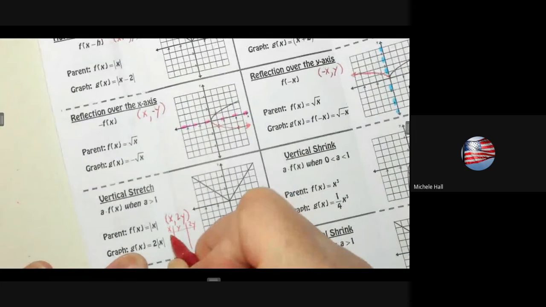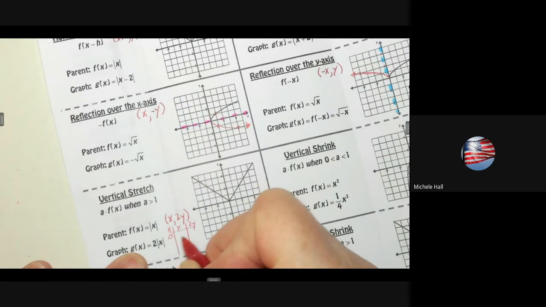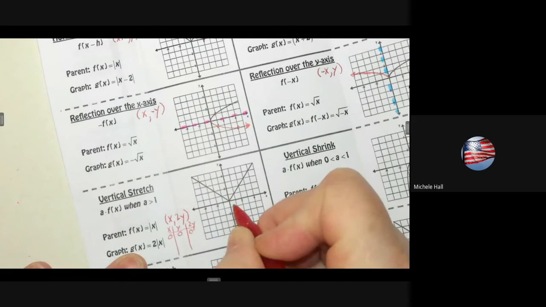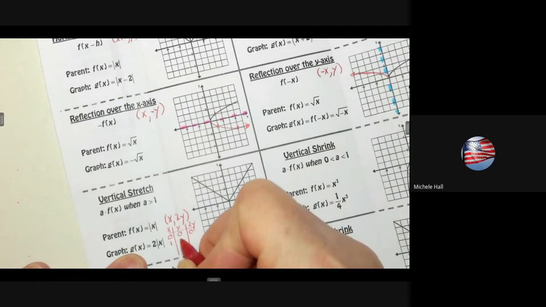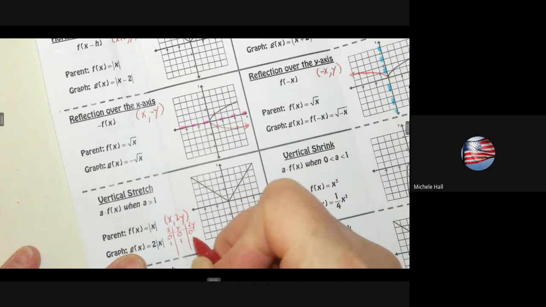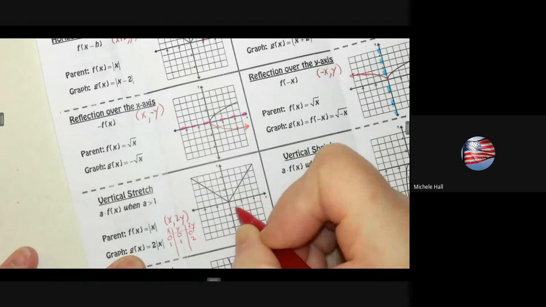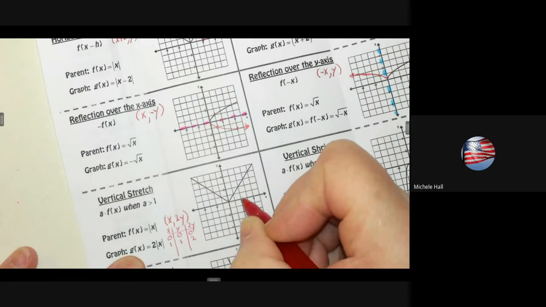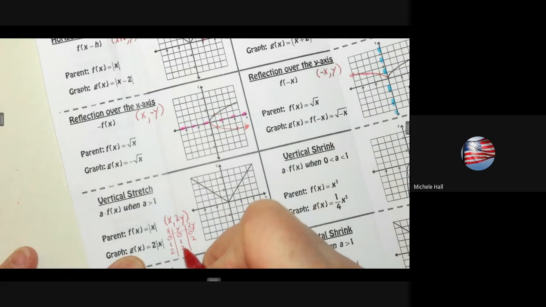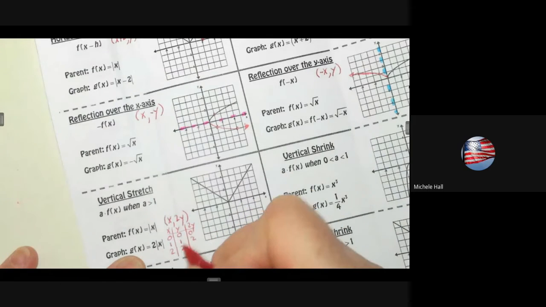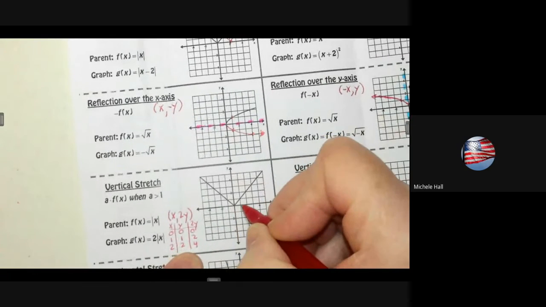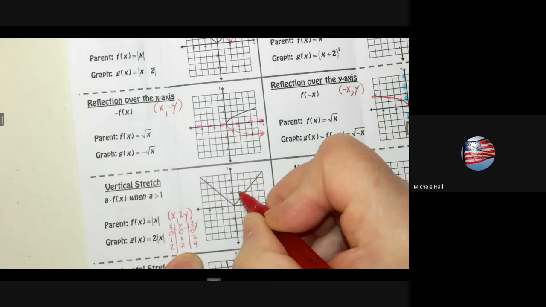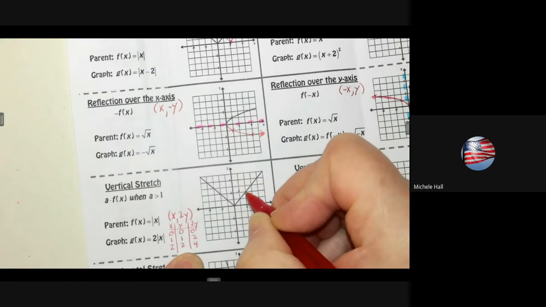When x is 0, y is 0, and it's still going to be 0. When x is 1, y is 1, but when I multiply 2 to 1, I get 2. And we'll go for 2. We have 2, 2. So when I multiply 2 to my y value, I get 4. We have 0, 0. Here, 1 times 2 is 2, and then 2 times 2 is 4.